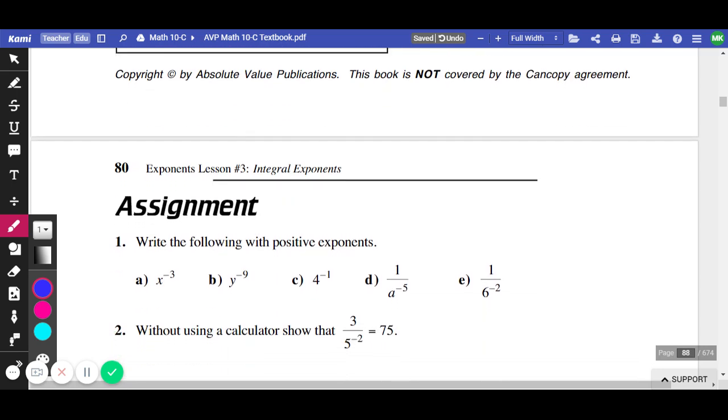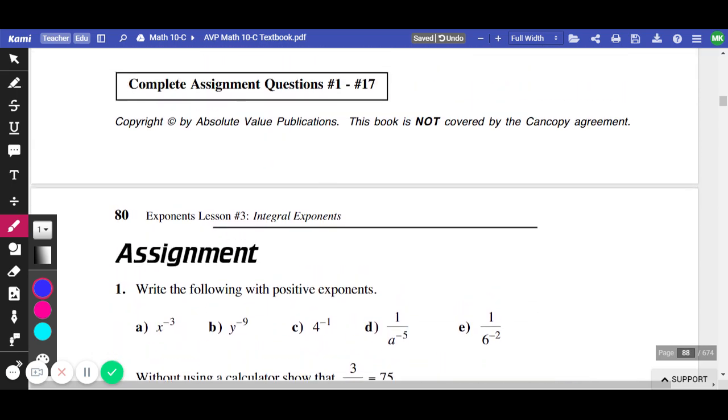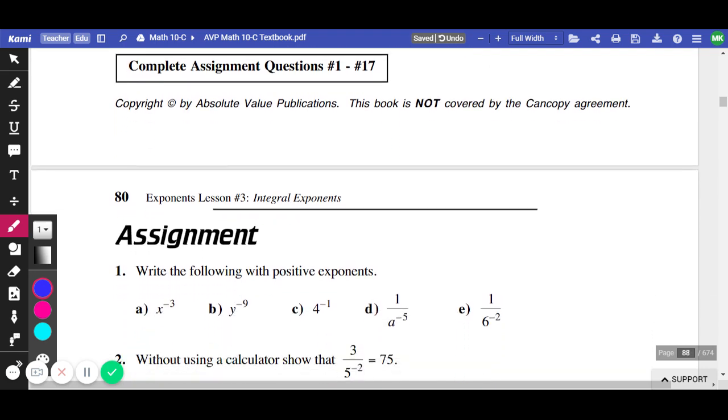All right, you now have questions 1 to 17. That's tons of exponent questions to work on. And I think we only have one lesson left on exponent.